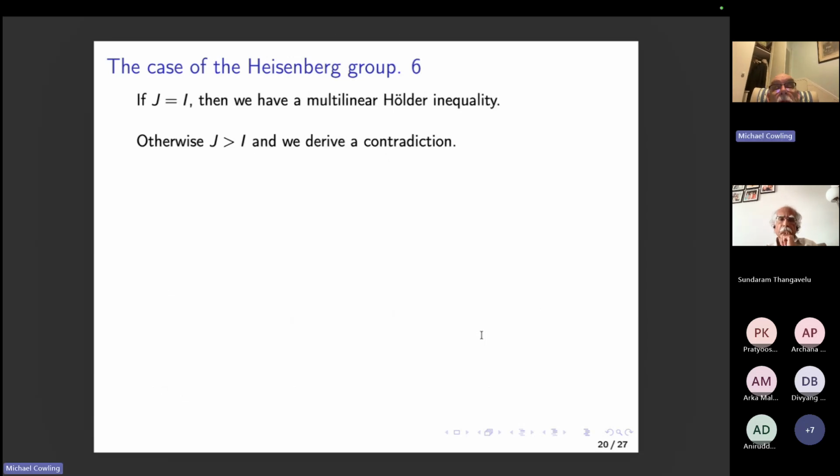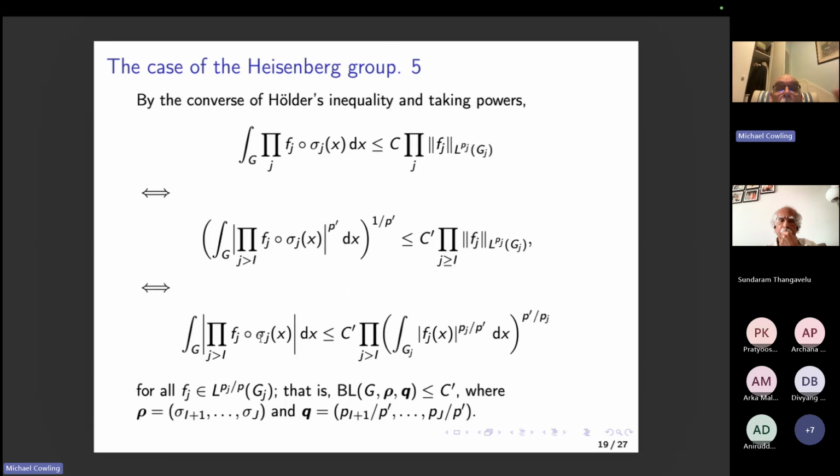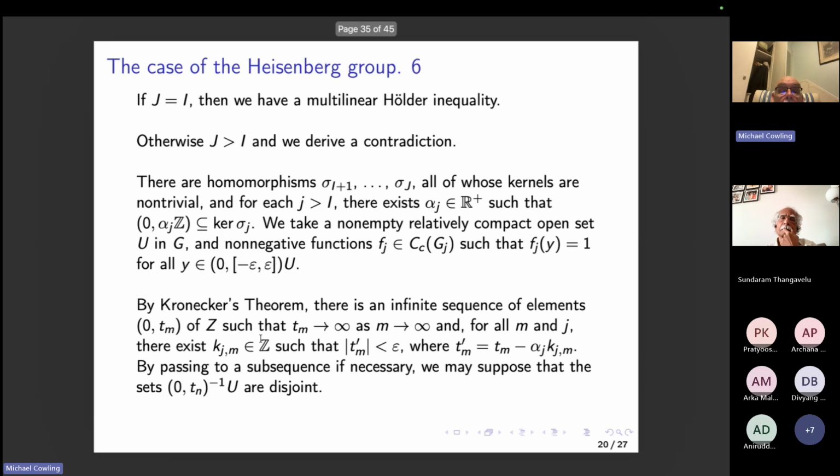If j is equal to I, then we'd have a multilinear Hölder inequality. And otherwise, j is greater than I. And now we're going to derive a contradiction. So there are homomorphisms, all of whom have non-trivial kernels. And that means that for each j that's bigger than I, there is at least some alpha j in R plus, so that the integer multiples of alpha j, just in the Z part, are contained in the kernel.